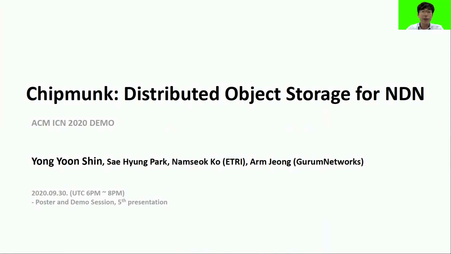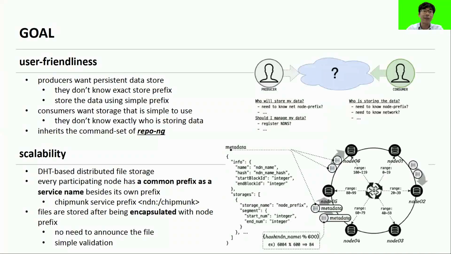Today, we are going to talk about Chipmunk, a distributed object storage system for NDN. We got our initial idea from RepoNG and wanted to further improve it to have better scalability and ease of user experience by hiding complexity under the hood. Users want to be able to use storage using only simple names regardless of where they are located.